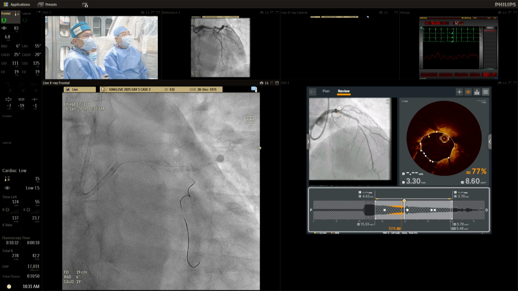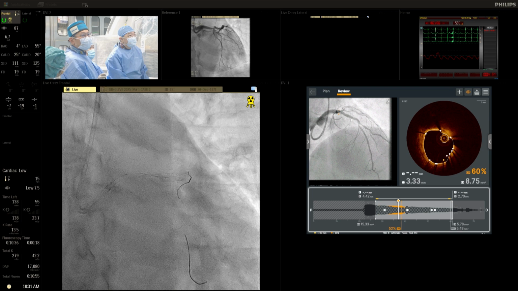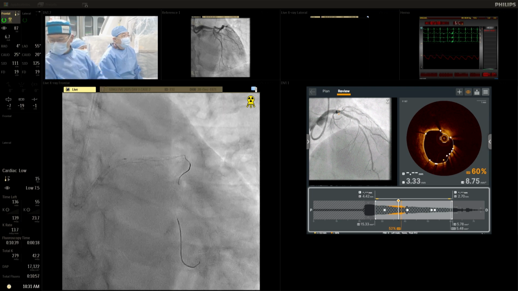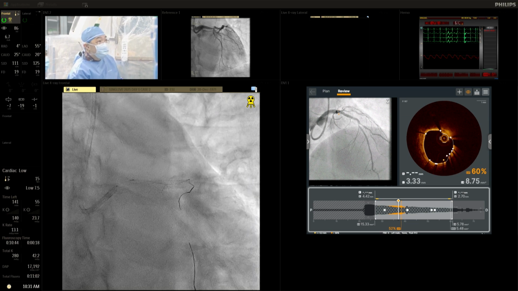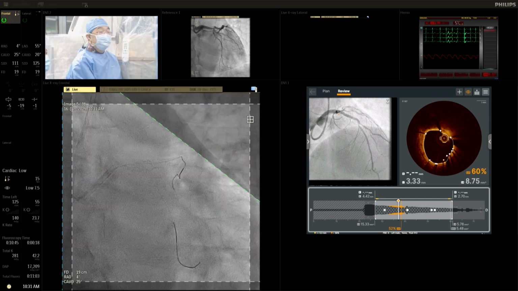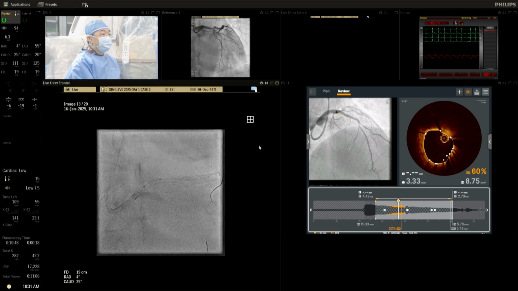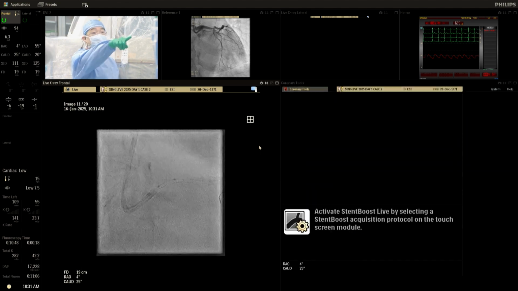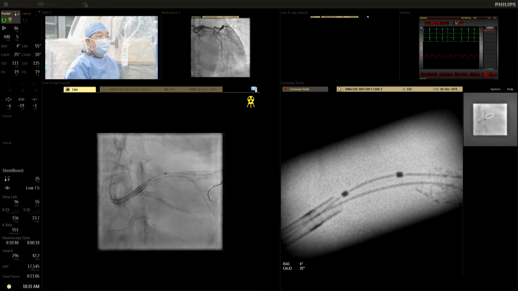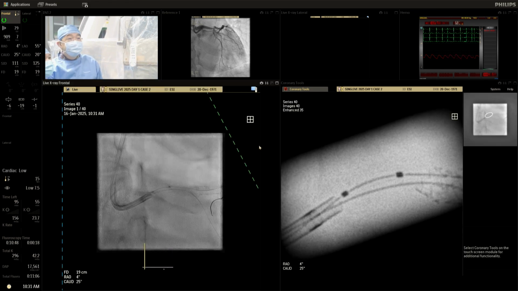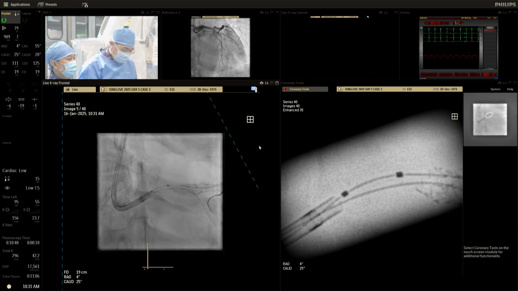They have a bit of difficulty going in. Stem boost. Okay, ready? It's quite far away from the stem here. Can we change to stem boost? Yeah, it's a bit deformed here. Can we use a new balloon, please? 5.0.